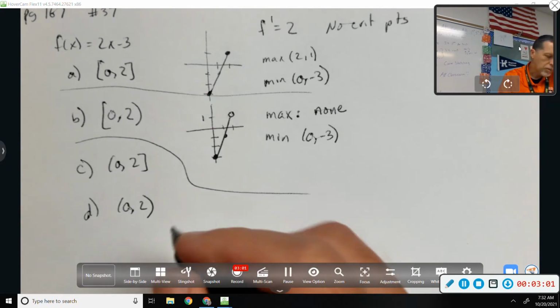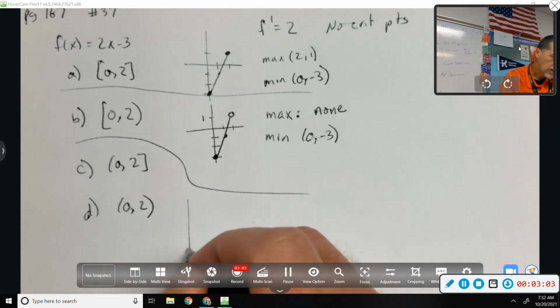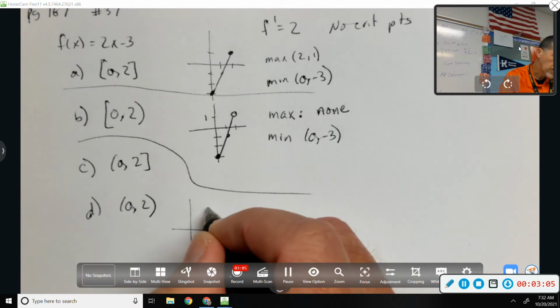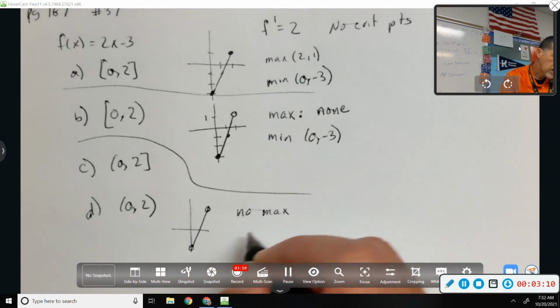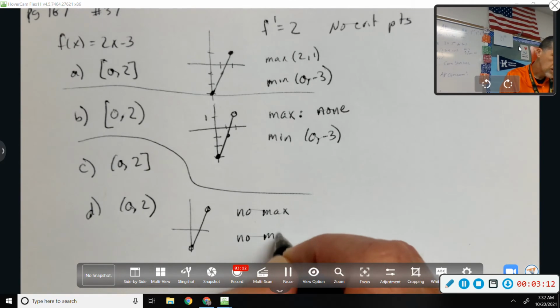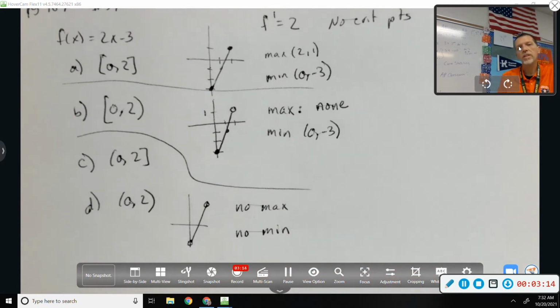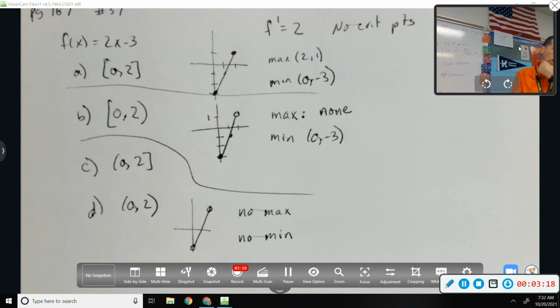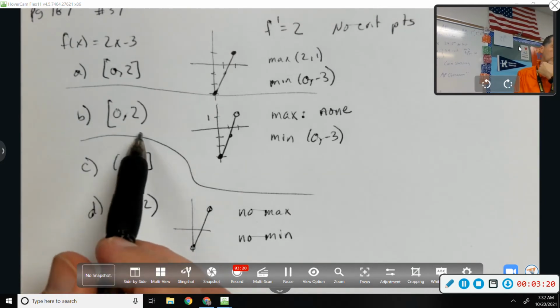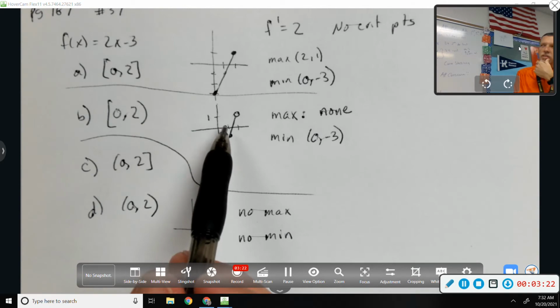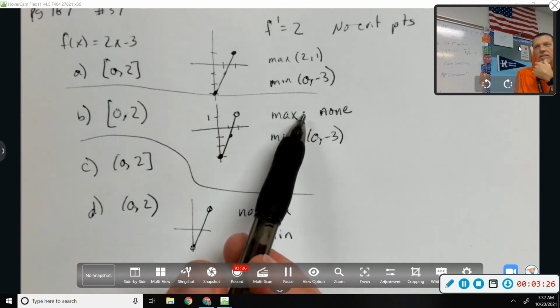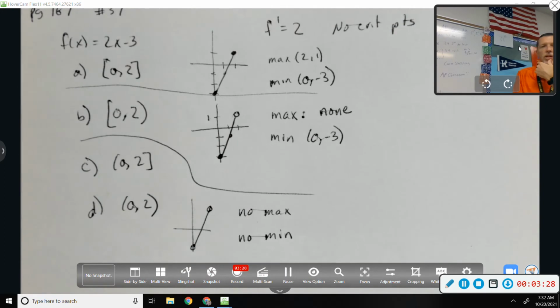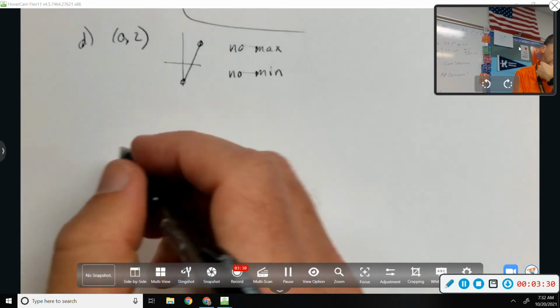And then we'll skip C just because it's running out of space. D, it's got an open circle on both ends. So no max, no min. And it's that open circle thing that's throwing things off. So that's why parentheses versus bracket matters, because if there's an open circle at the max, then there's not really a max. I guess I'd say be careful.